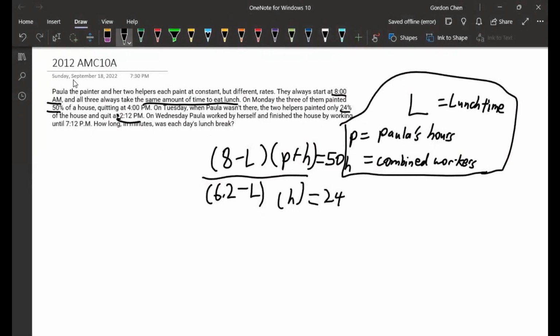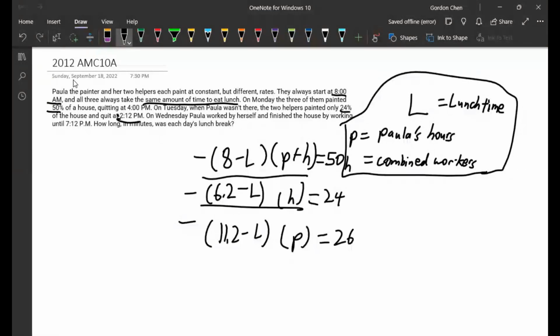Okay, and now for the final one, we have Paula worked by herself. So this is just P. And then when Paula works by herself, she does the remaining 26%, obviously. Because it says she finished, she works from 8 a.m. all the way until 7:12, and that's 11 hours and 12 minutes again, which is 11.2 minus the lunch break. That's the total time she works. And basically, we have three equations and three variables.